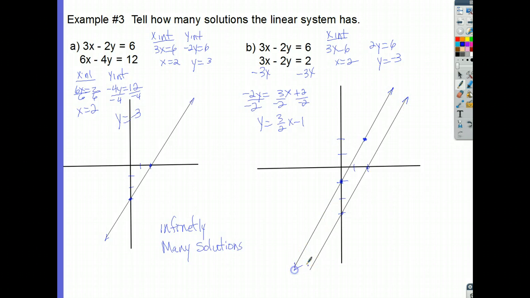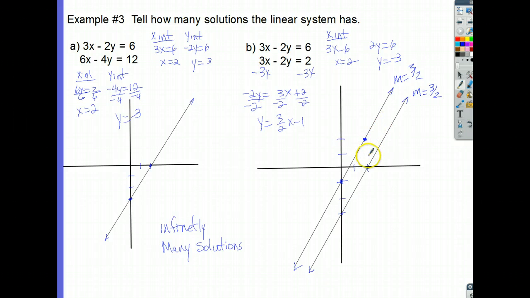How can you tell if two lines are parallel? Well, they have the same slope. How do we get from this point to this point? Go up 3 and over 2 to this one, go up 3 and over 2 to this one. M here, the slope here, is equal to 3 halves. Lines that have the same slope are parallel.